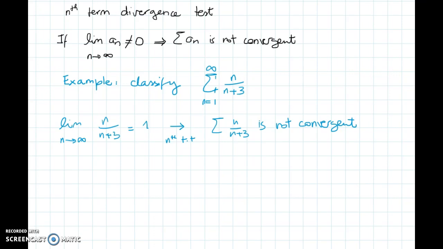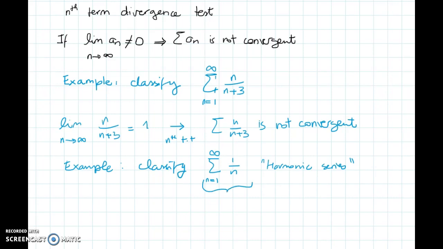But what if we also want to classify the sum of 1 over n, as n goes from 1 to infinity? This is the harmonic series, and we have considered it before, a couple of videos ago. We have seen that this is divergent, even though we have not proved it yet. I promise we're going to prove it later.